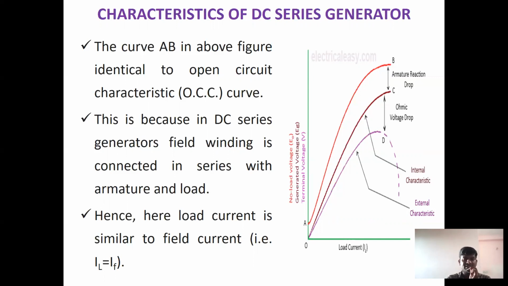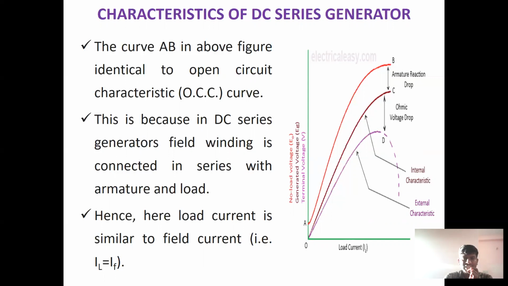OCC characteristics means open circuit characteristics. This plots no-load induced EMF versus no-load current, that means no-load induced EMF versus field current. Here the field is the series field, so that means the series field current. That series field current is also the same as the load current. That's why I take the load current on the x-axis.